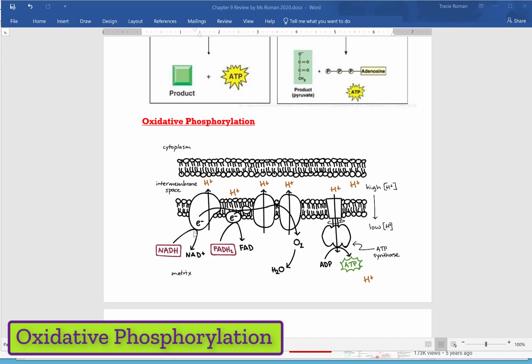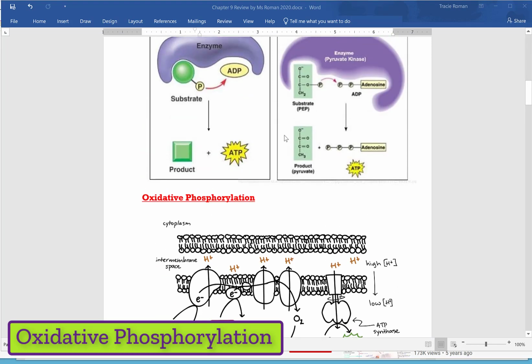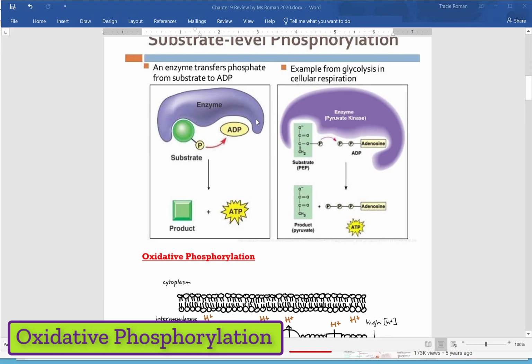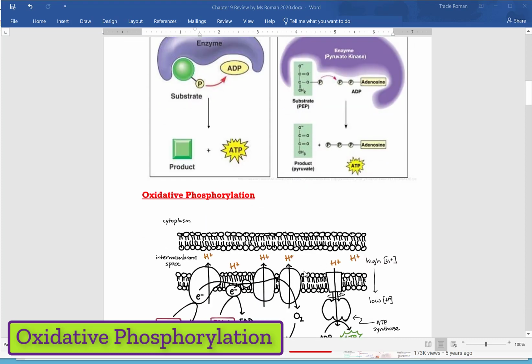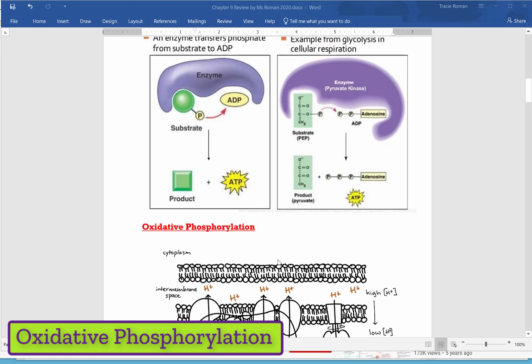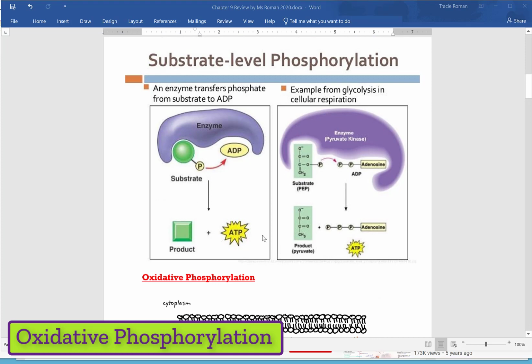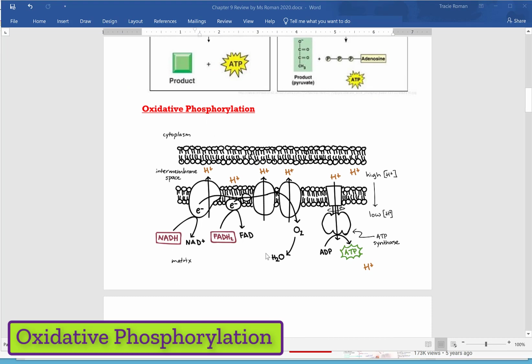So notice that oxidative phosphorylation is a lot more complex. And the substrate level phosphorylation does not require so many proteins and such a large structure. So it should kind of make sense that oxidative phosphorylation is very complex, and it can make a lot of ATP compared to substrate level phosphorylation. So even though it's more complex, you get more bang for your buck.